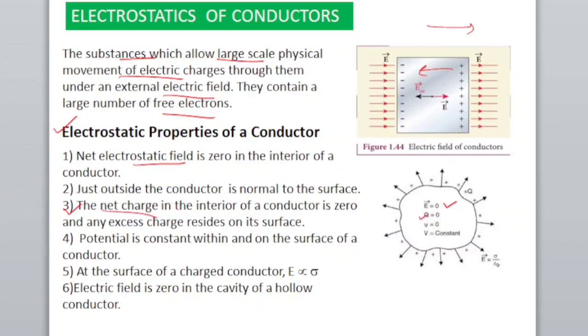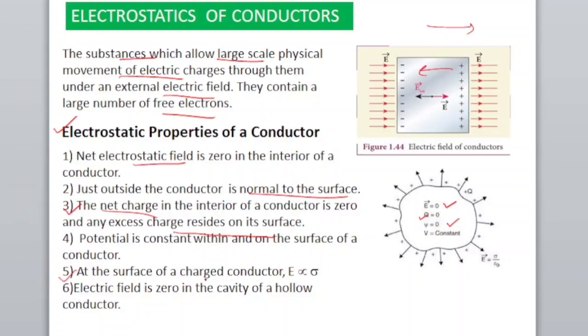Now where does the extra charge reside? That extra charge resides on the surface of the conductor. It always resides on the surface, and due to this charge on the surface of the conductor, an electric field is present outside the conductor, and that electric field outside the conductor is normal to the surface. Potential is constant within and on the surface of a conductor. Potential is always constant inside the conductor and on its surface.